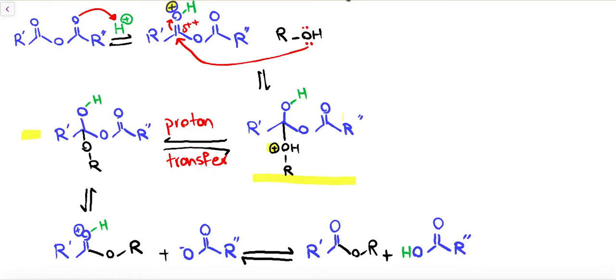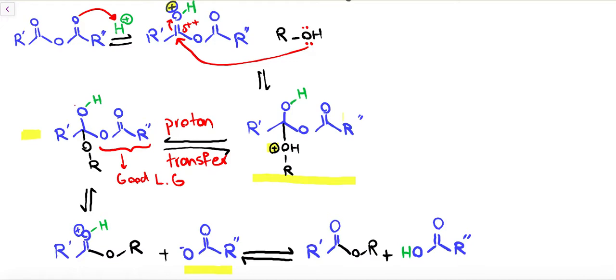Now if we look at this intermediate here, we can identify a good leaving group right here. This is a carboxylate anion, so we have a good leaving group, and it's being shown here as well. So remember, the carboxylate is a good leaving group because the negative charge can be stabilized through resonance, and that's why this is a good leaving group.